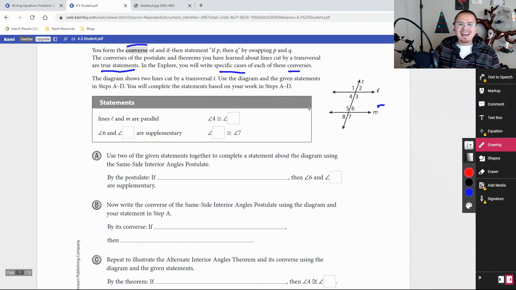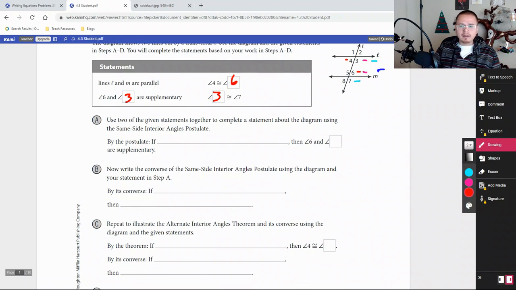So statements L and M are parallel. So if that's true, then we know that angle 4 is congruent to angle 6. Angle 6 and angle 3 are supplementary. So that means angle 3 is congruent to angle 7. So we're taking all the different relationships that we're building and using them to find relationships with other angles, finding the different angle pairs. Alright, let's keep it pushing.